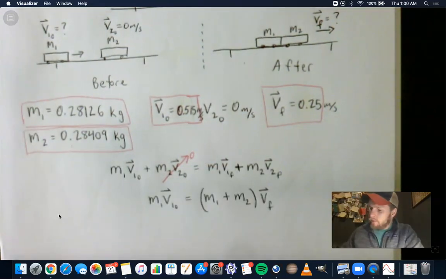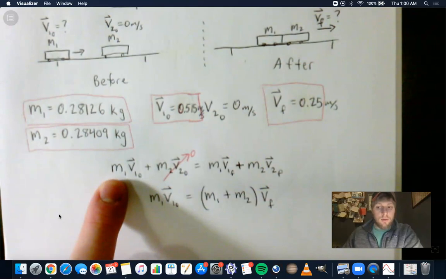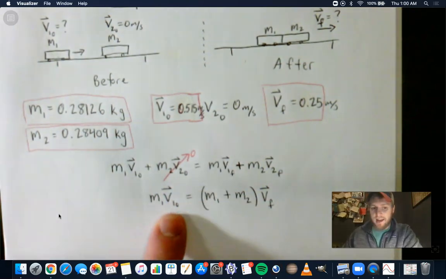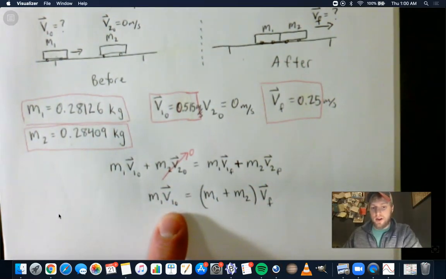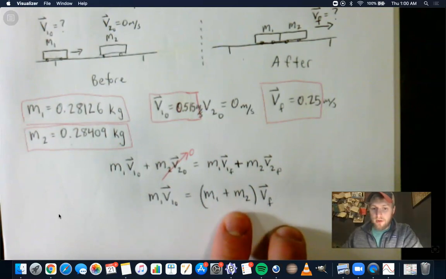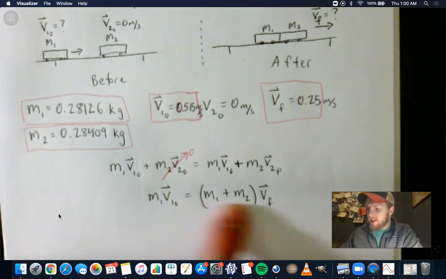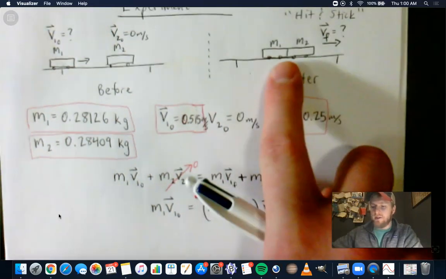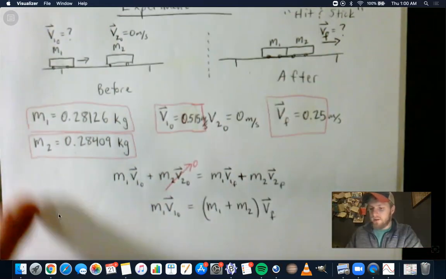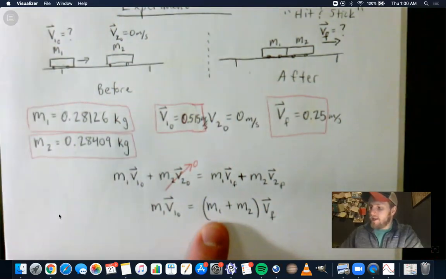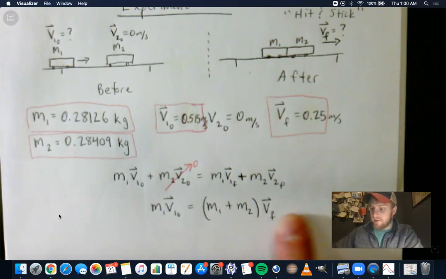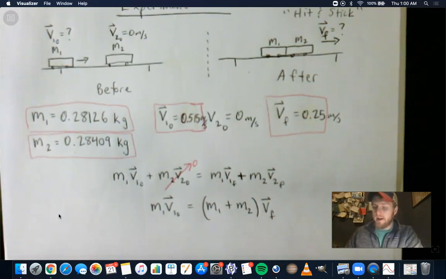Alright, so because the first cart was the only thing moving in the beginning, it had all of the momentum at the start. After the collision, the carts are stuck together. So you can think of this as the combined mass of the two carts stuck together, which is just going to be the sum of these. And then the momentum after the collision is just going to be their shared mass times their shared velocity. Pretty straightforward.